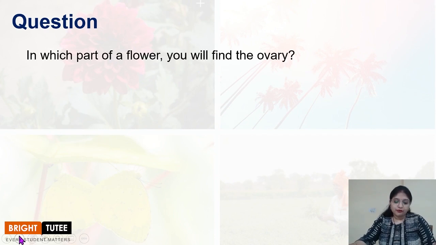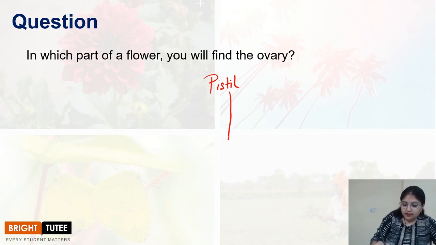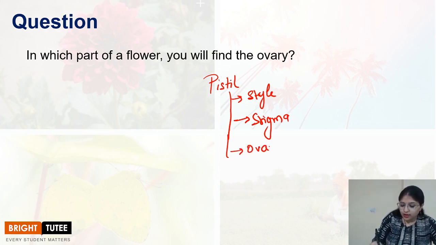In which part of a flower will you find ovary? Like we had discussed in the previous session, there is a part that is pistil which has 3 parts, that is style, stigma and then ovary, right? So ovary is found in pistil, right? So pistil is the answer.